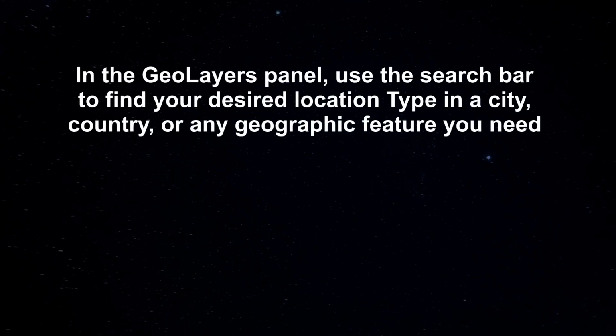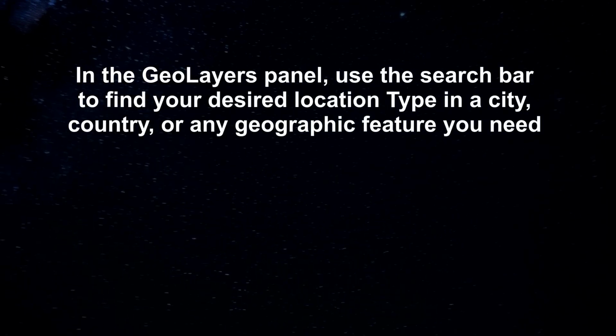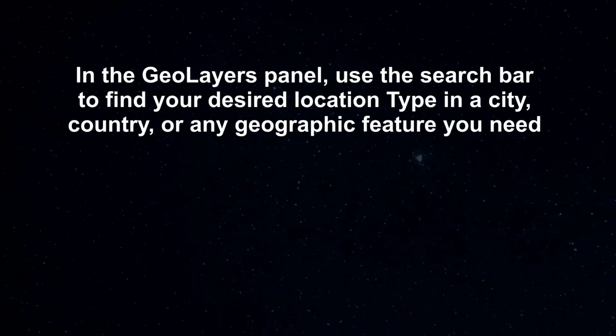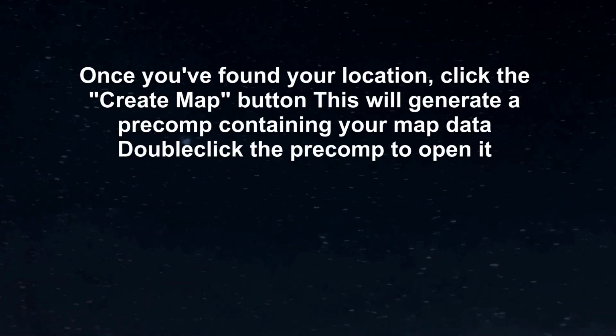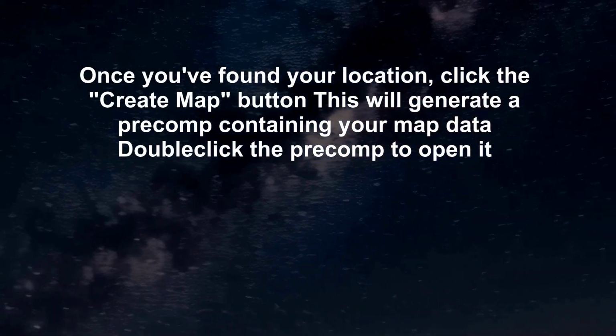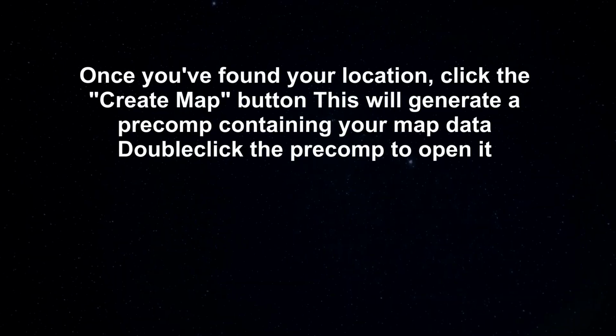In the GeoLayers panel, use the search bar to find your desired location. Type in a city, country, or any geographic feature you need. Once you've found your location, click the Create Map button. This will generate a precomp containing your map data. Double-click the precomp to open it.